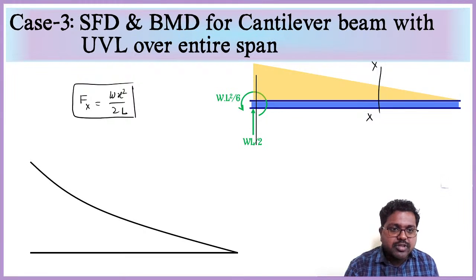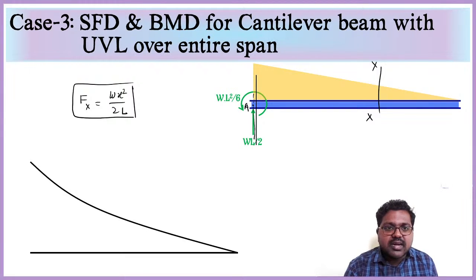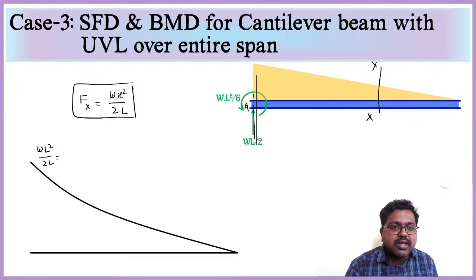We continued up to this point, which is immediate right to A. If we consider this point as A, immediate right means the section we are taking on X is immediate right to A. We have considered this point as X equal to L. So WL square by 2L will give WL by 2 at this point.